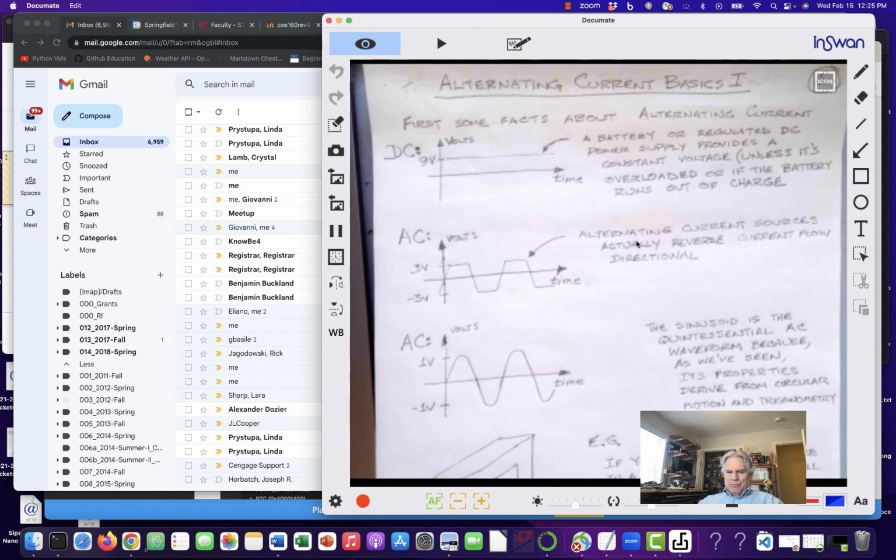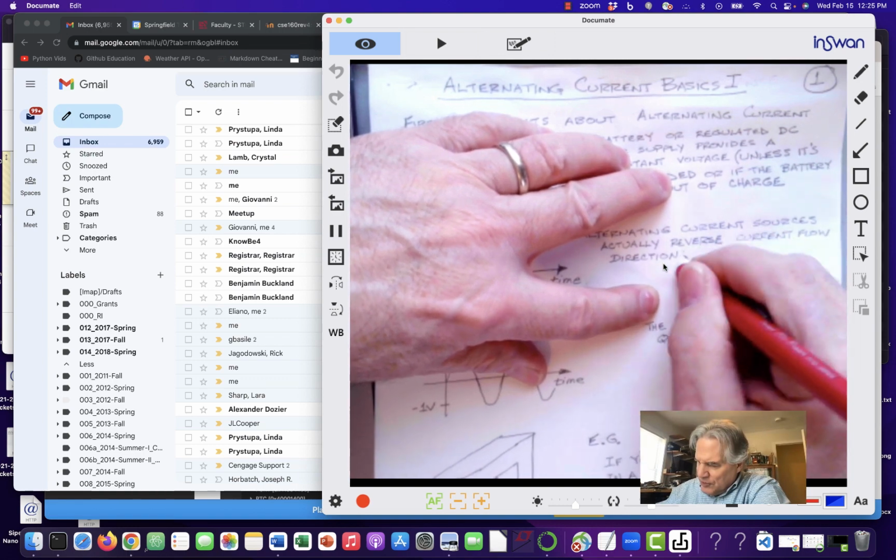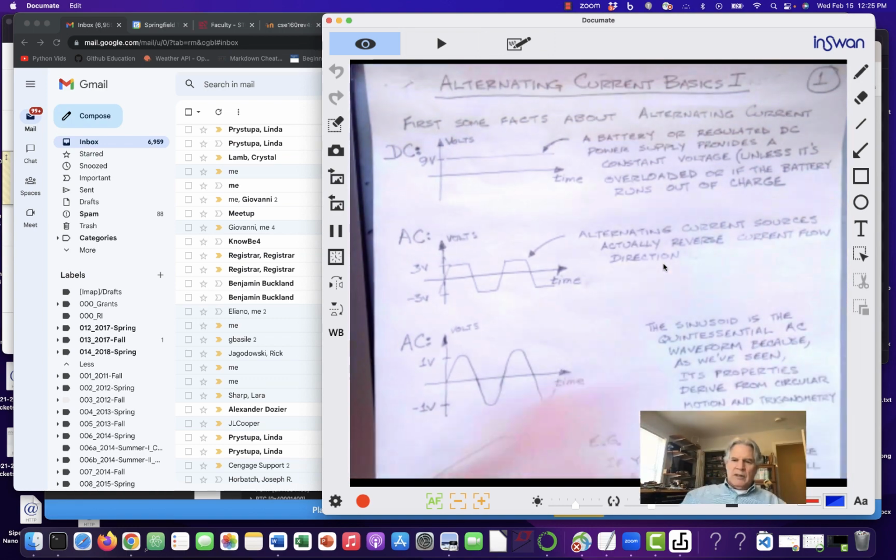But alternating current sources actually reverse current flow direction. I think I changed that in the slides I posted. So let me see this here. You know what? Let's get rid of the AL here. We'll change the current flow direction.